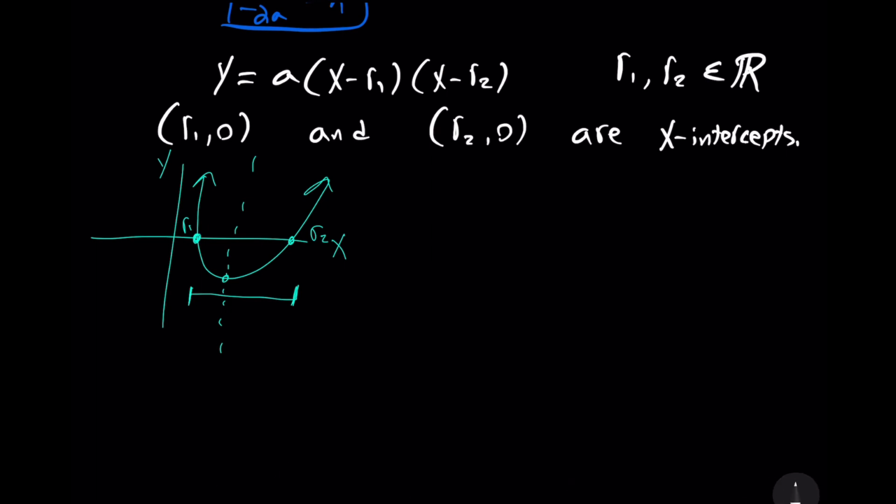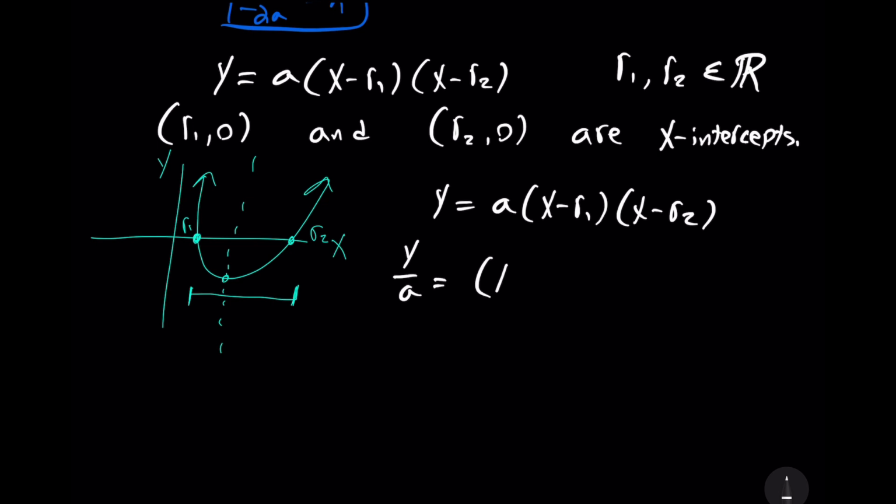So first, let's think about it this way. We're going to take our equation, y is equal to a times the quantity x minus r sub 1 times x minus r sub 2. And for simplicity, I'm going to divide everything by a. So we get y over a is equal to the quantity x minus r sub 1 times the quantity x minus r sub 2. So let's expand that right-hand side.